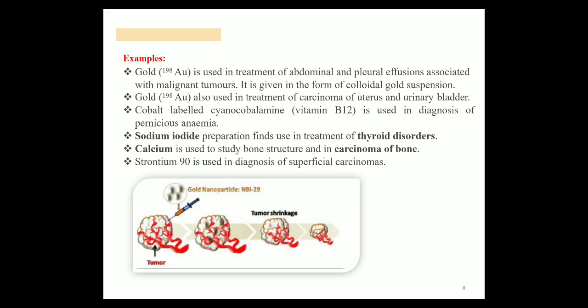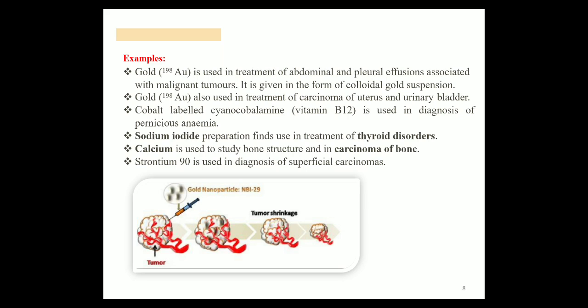Common causes of malignant pleural effusion are lymphoma and cancers of the breast, lung, and ovary. Third, cobalt-labeled cyanocobalamin, that is vitamin B12, is used in diagnosis of pernicious anemia. Then what is meant by pernicious anemia? Pernicious anemia is a deficiency in red blood cells caused by lack of vitamin B12 in the blood.